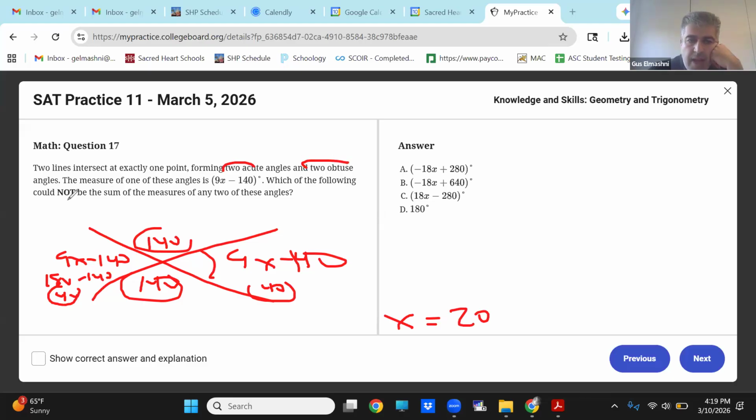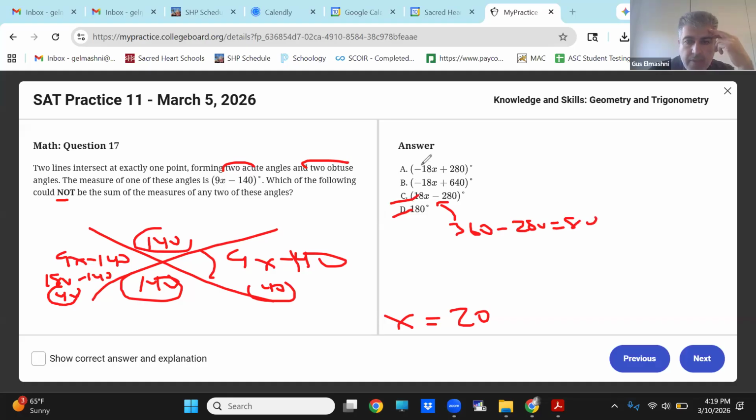Now, which of the following cannot be the sum of any two of these angles? Well, obviously, it could be 180. If you do 140 and 40, that's out. It could be 80, 40 plus 40. Well, if I plug in 20 here, I get 360 minus 280. Yeah, that's 80, so that's out.